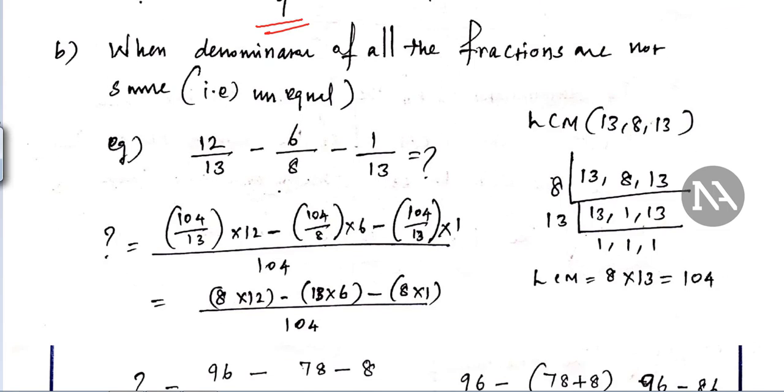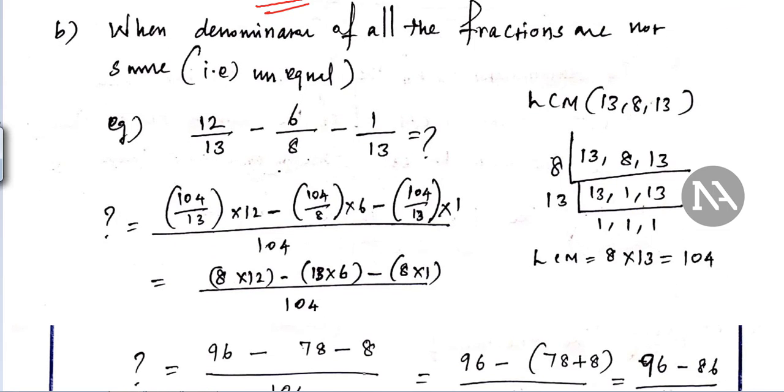If the denominators are unequal or different, then similarly for different denominators I have to take the LCM first. So here I am going to take 8. If I divide by 8, this will become 1. I have to take this one as it is because I cannot divide this 13 by 8.